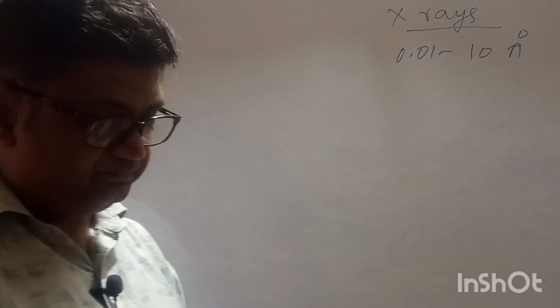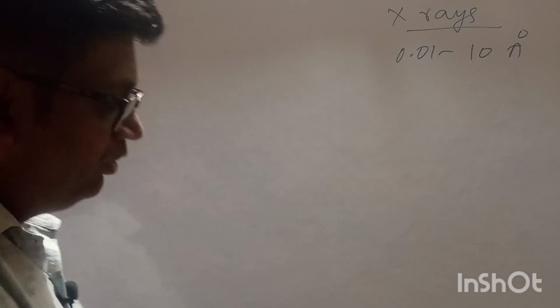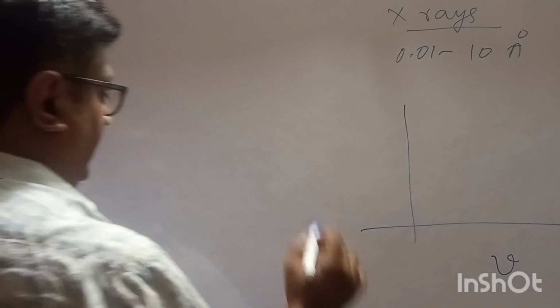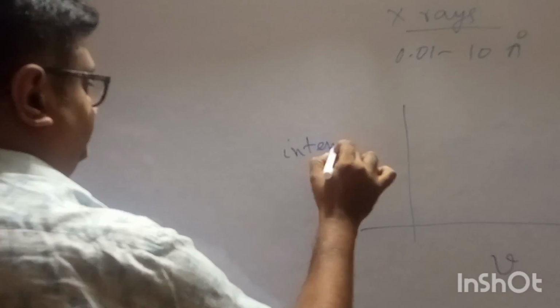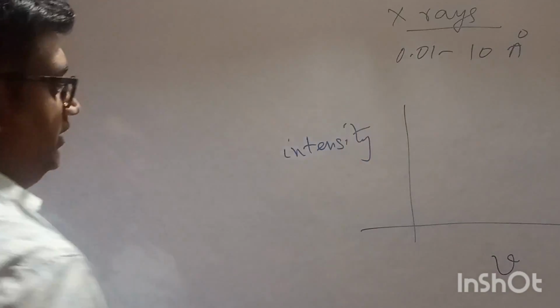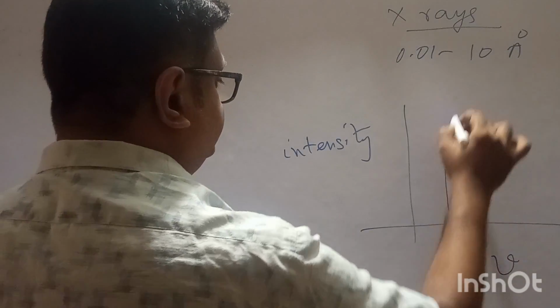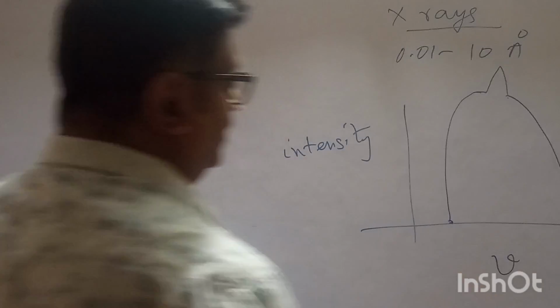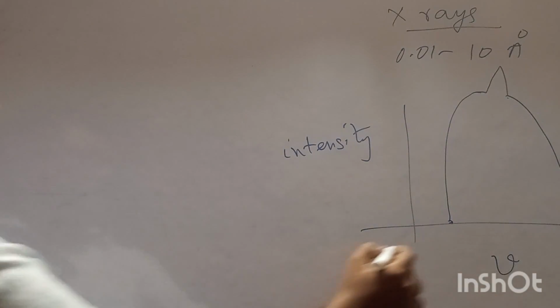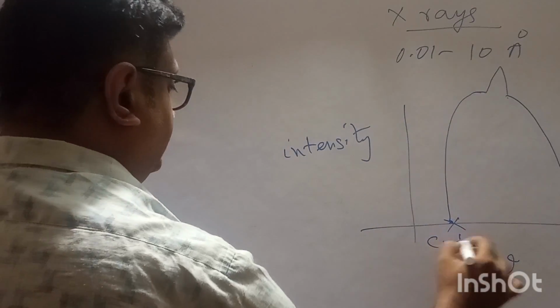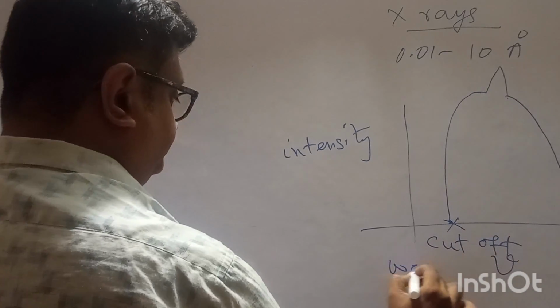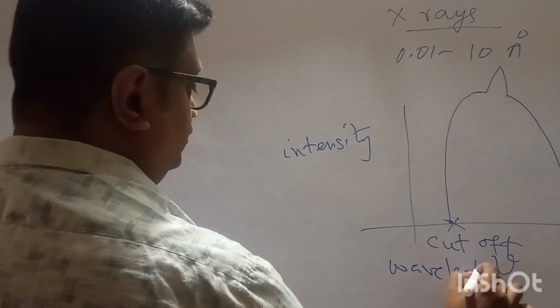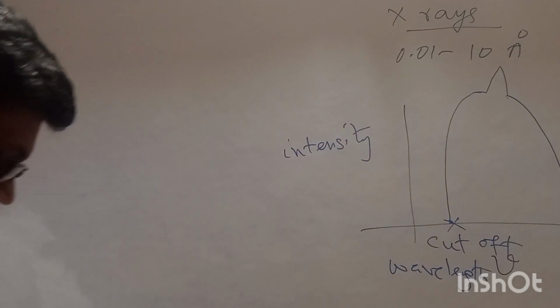Coming to the second option, if you draw a graph between applied voltage and intensity, the graph will look something like this. So what is this called? This is called cutoff wavelength. And there is a formula to calculate this also, the cutoff wavelength.